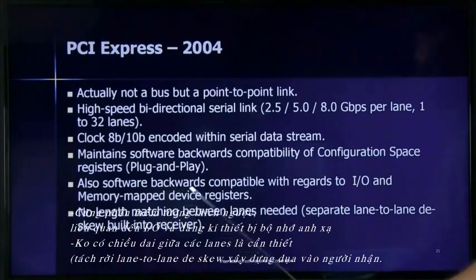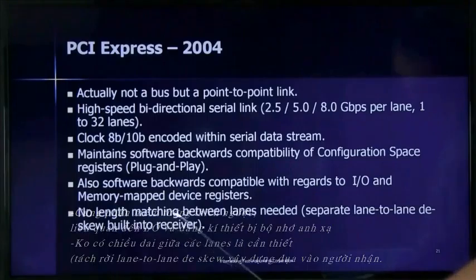PCI Express is also backwards compatible with regards to I/O and memory mapped device registers, and that means that the drivers that were created for PCI-based devices could easily be reused for PCI Express versions of those devices. And also the length matching between lanes, which I talked about with regards to setup and hold time, is very relaxed. There is separate lane-to-lane deskew built into the receivers in hardware.